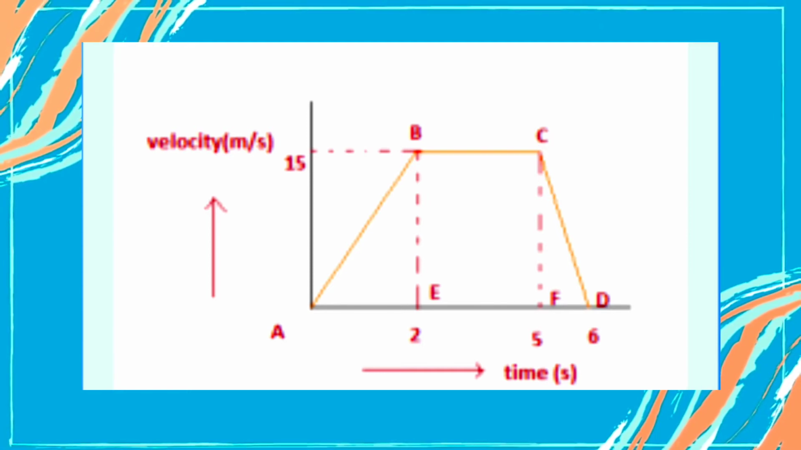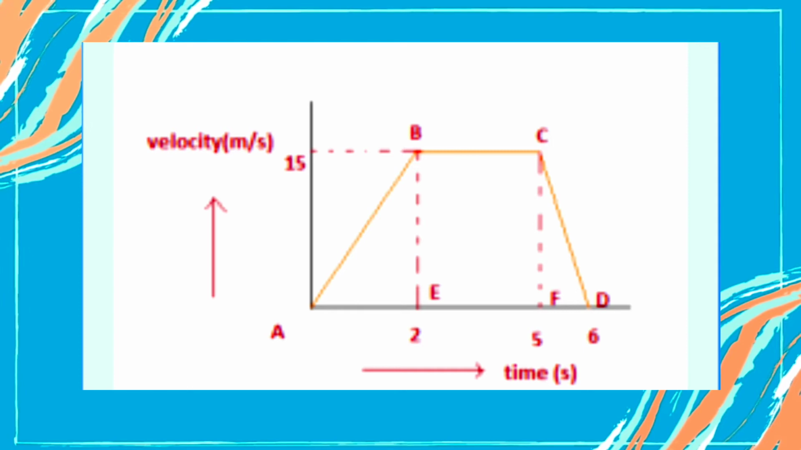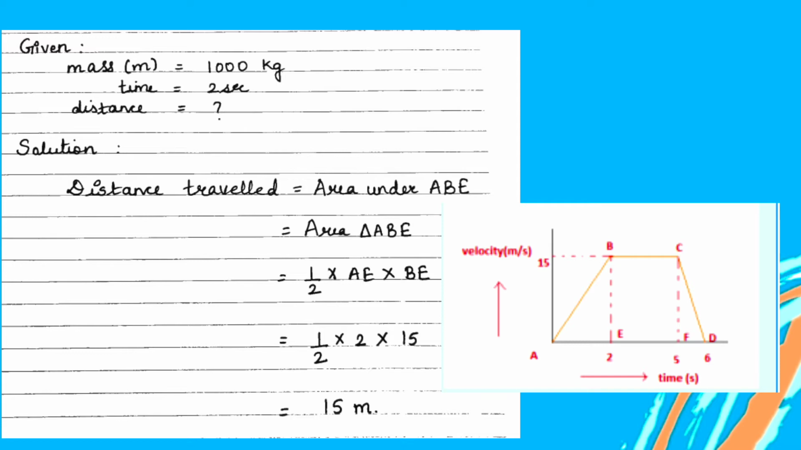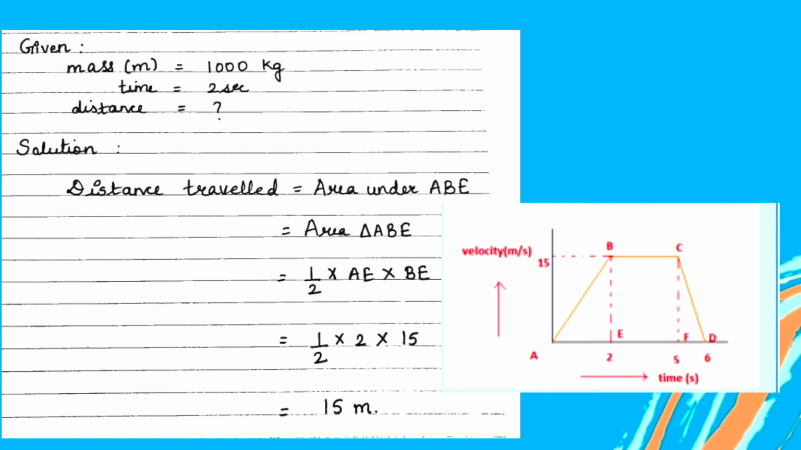So how will we solve this question? How will we find the distance? Let us go through it. Solution. The distance travelled by the SUV is equal to the area under triangle ABE, which is the area of triangle ABE. And we all know the formula to find the area of a triangle: it is half into base into height. So it equals half into AE into BE. Here AE is the base and BE is the height.